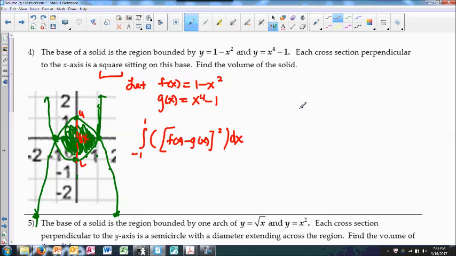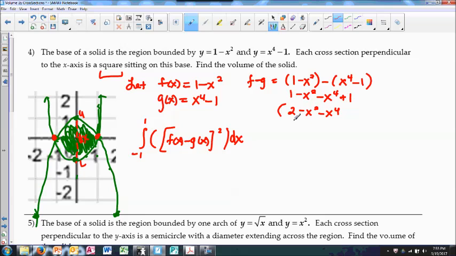Now, I'm going to do this one by hand because we have an interval of negative 1 to 1, which is symmetric to the y-axis, and both of our functions are even functions symmetric to the y-axis. So our f minus g would be 1 minus x squared in parentheses, minus the parentheses around x to the fourth minus 1. So 1 minus x squared, distributing the negative makes minus x to the fourth plus 1. So 2 minus x squared minus x to the fourth. This whole part would then have to be squared.